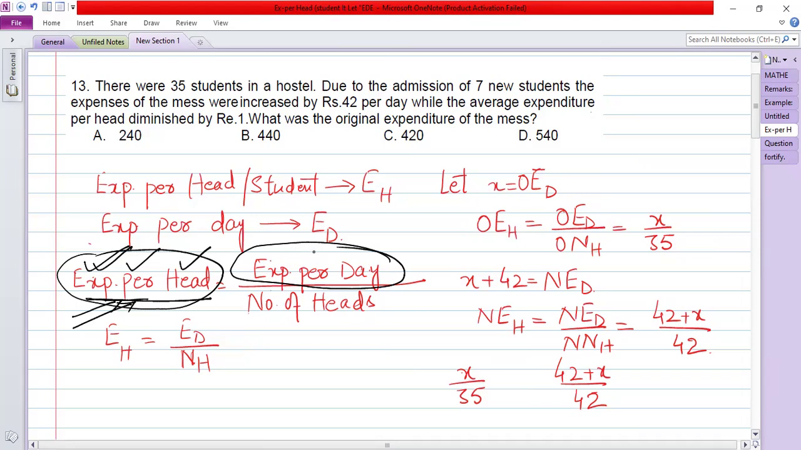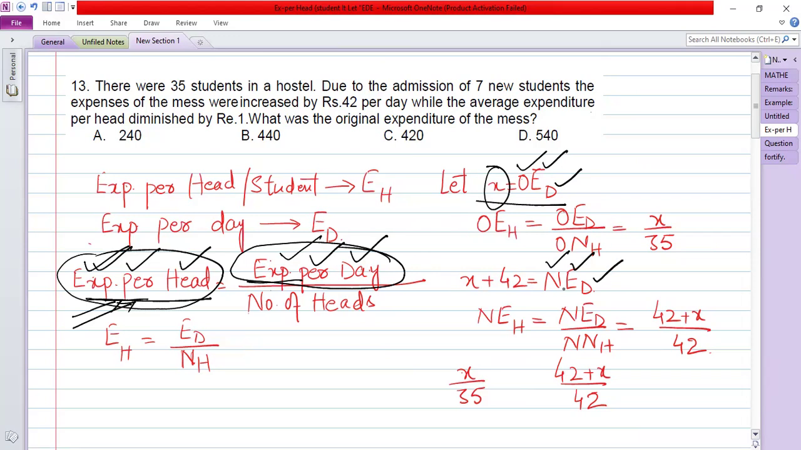Now here I will solve by assuming that the expenditure per day is X. So that's why we will have two values of this expenditure per day. The original expenditure per day, let it be X. This is the original value. And then there will be the new expenditure per day, which will be X plus 42. Why it is X plus 42 is mentioned here.